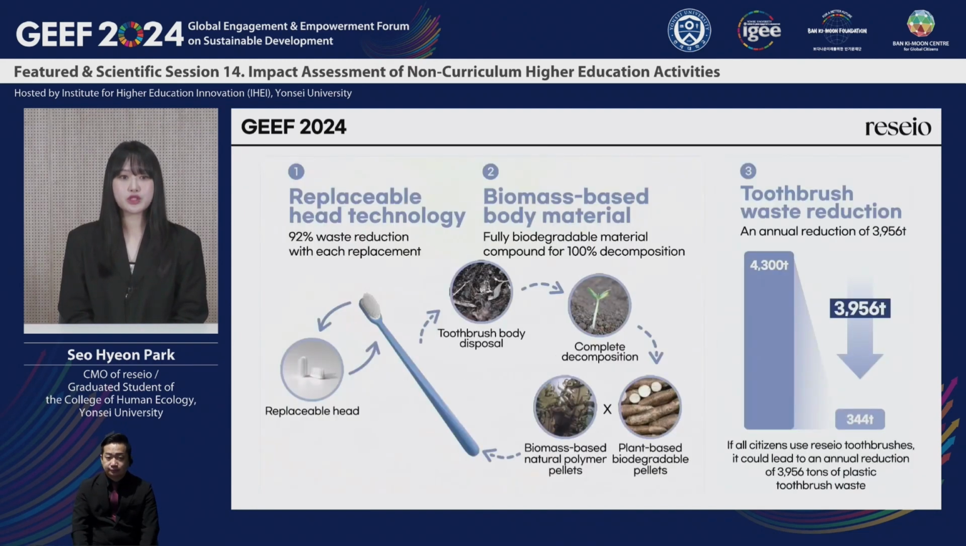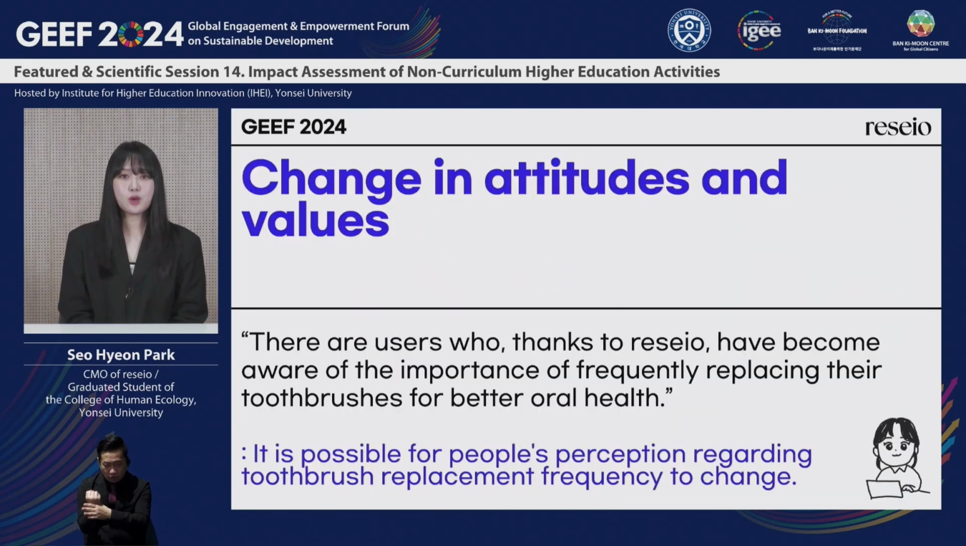If the entire population were to use our toothbrush, how much waste could we potentially reduce? With its compact replaceable head structure, which reduces waste by 92% with each replacement, if the entire population were to use Risio toothbrushes, we could reduce approximately 39,506 tons of waste annually. Since the toothbrush handle is made from bio-based natural materials instead of plastic, the toothbrush would be broken down and decayed naturally.